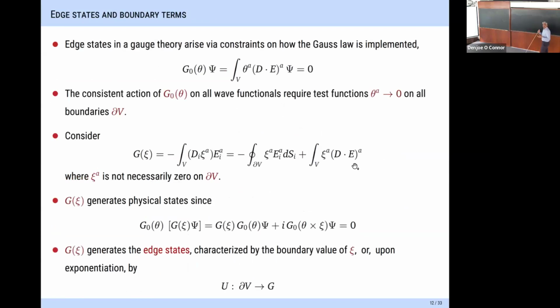Now I'm going to tell you a little bit about edge states before I go on to applications. Is that clear? Okay. All right.